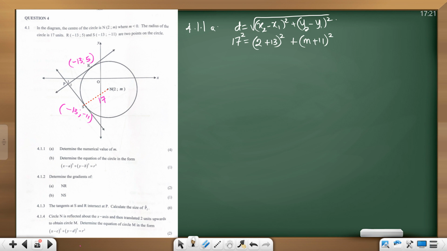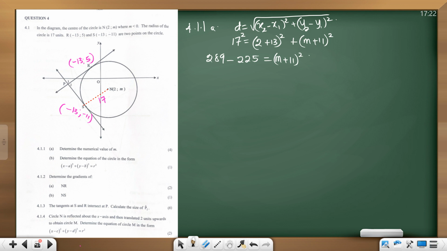That should lead us to the answer. Yes, it's minus 11, so it's y2 minus 11. Oh, you used point R. Okay, yeah, but we should get the same thing. Let me walk through. What is 17 squared? 289. What is 2 plus 3? 5, squared is 25. Bring it over: minus 25 equals m plus 11 squared.